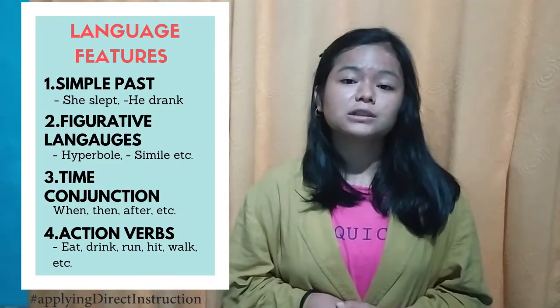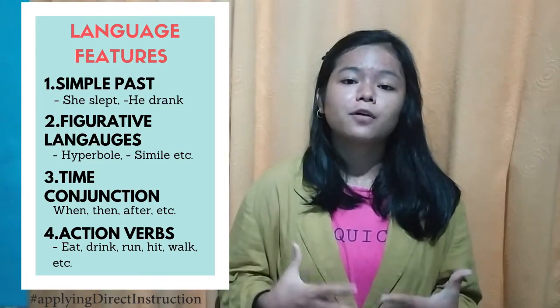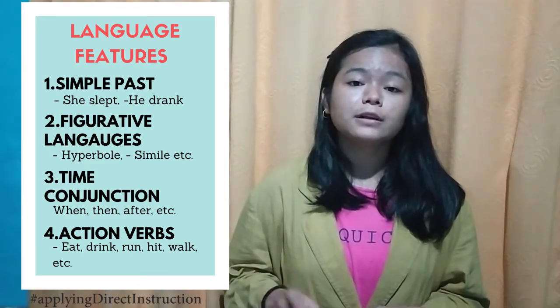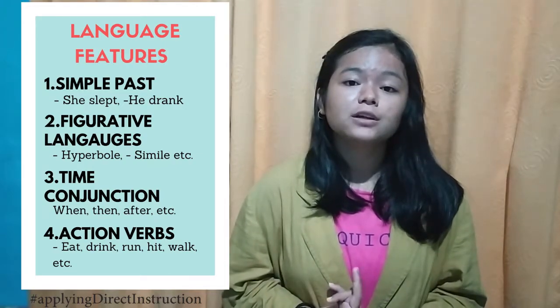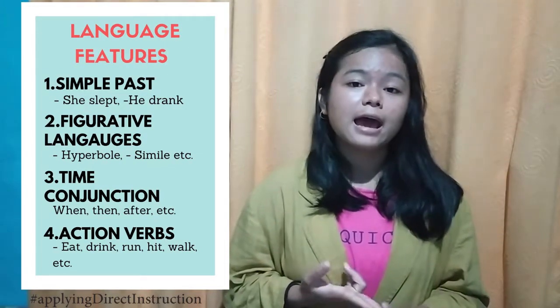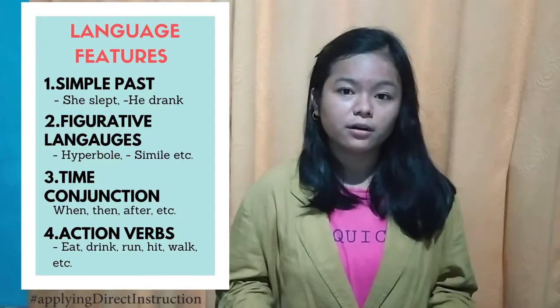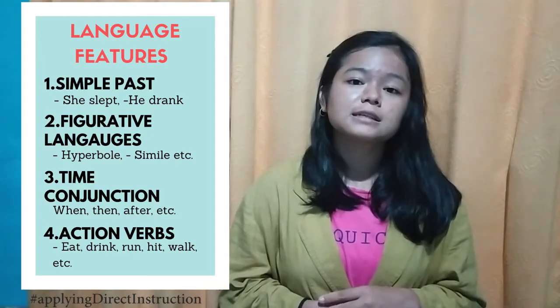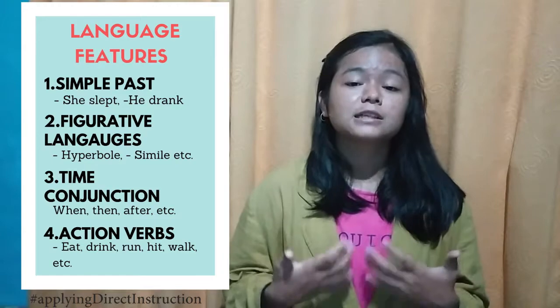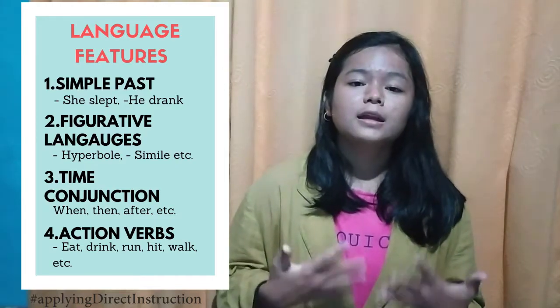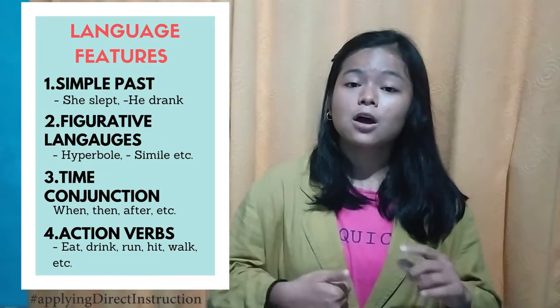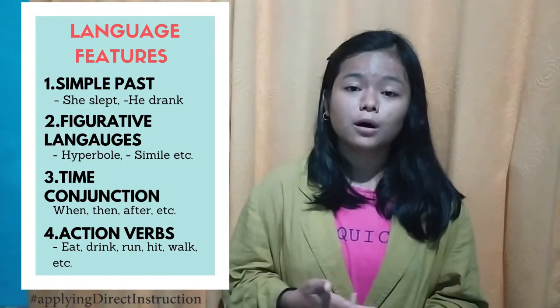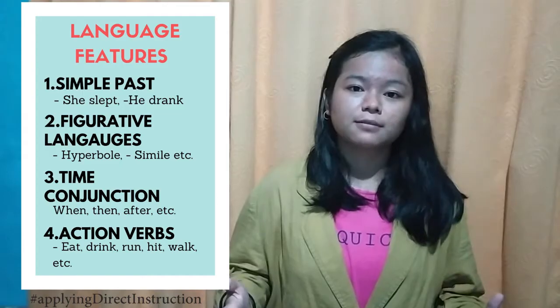Third, time conjunction. This feature is for connecting one event to another. For example, the writer can use when, then, after, and so on. Fourth, or the last feature, is action verb. In here, most narrative texts use action verbs such as run, drink, sleep, walk, eat, and etc.